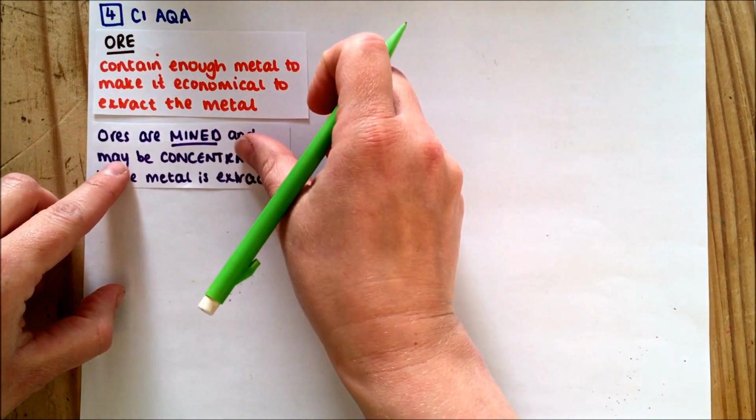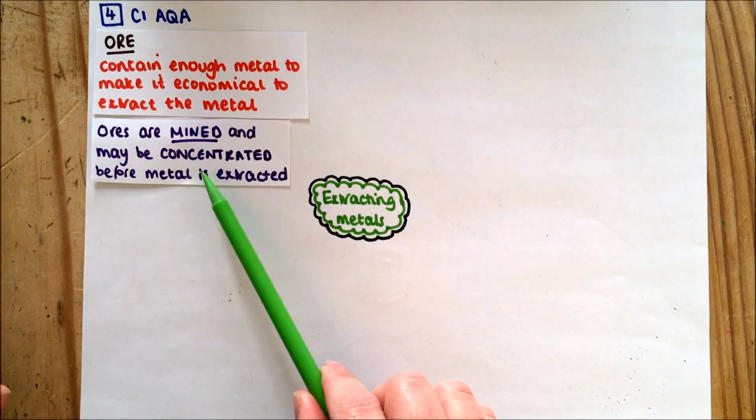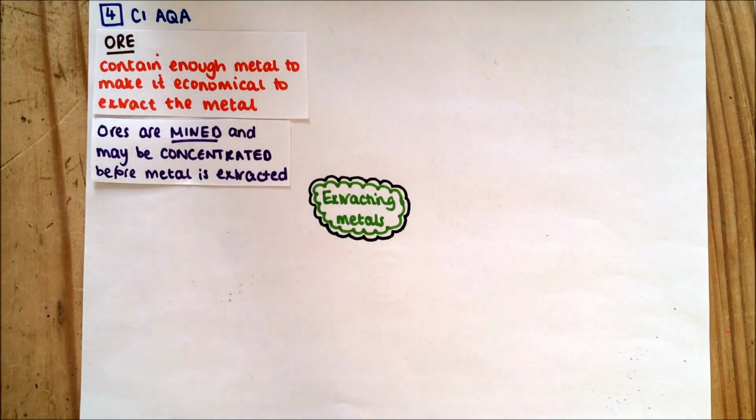And ores are mined normally, so dug up from underground in the rocks, and they can often be concentrated before you then extract the metal, so you can get more of it before you start extracting the metal.